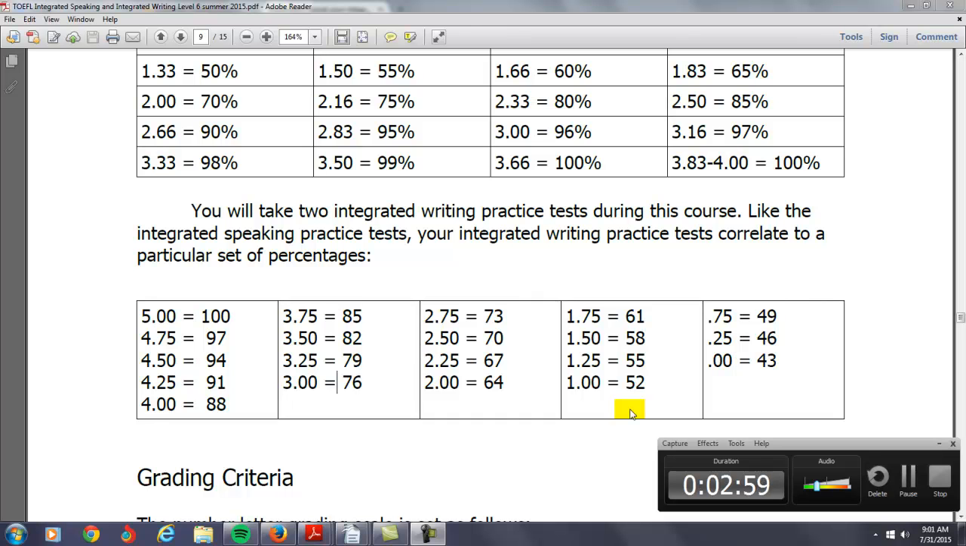You now know the strengths and weaknesses of your writing. And what you have to be careful about when you're summarizing, you want to make sure you're not misrepresenting the information that you're reading or you're listening to, and make sure you don't leave out important supporting points. Those are some things that you can learn from this practice test.